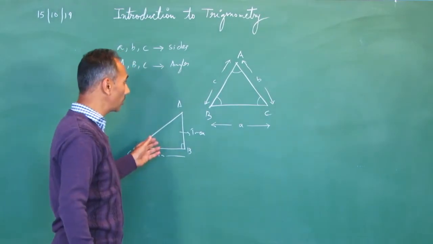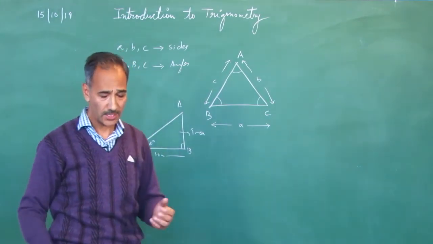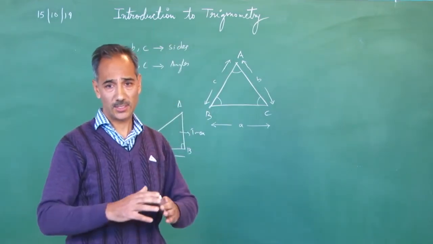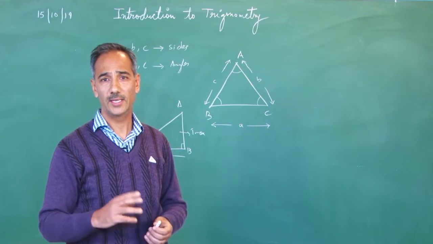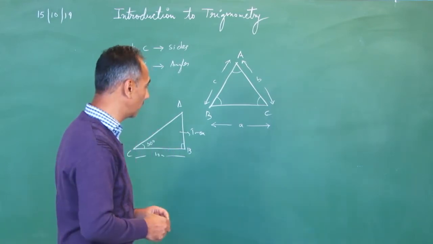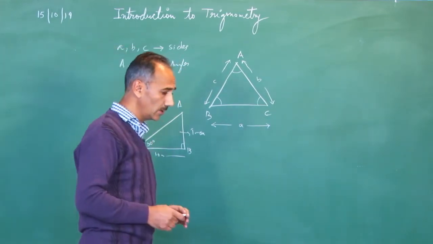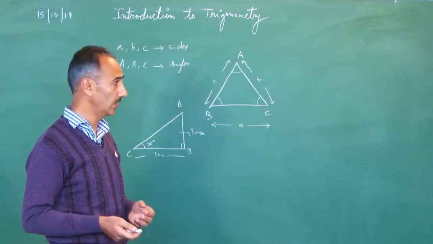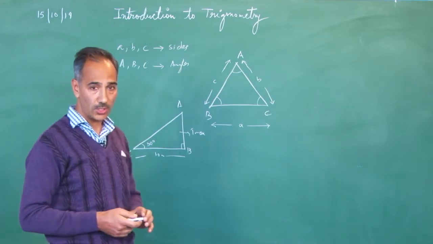Now, in such a situation, we take help of trigonometry. There are other situations wherein you get a right triangle or a non-right triangle and some of the elements are given and the remaining are to be calculated. So this area is known as solving a triangle. We call it the solution of a triangle. So trigonometry is used in solving a triangle.